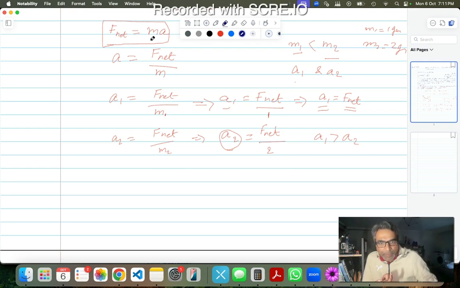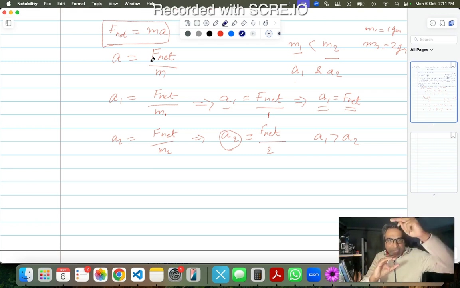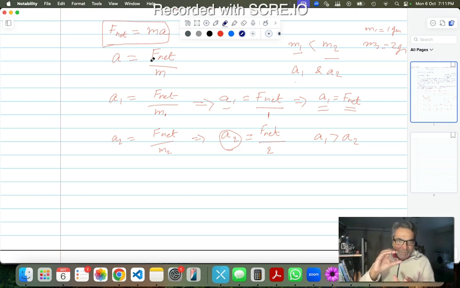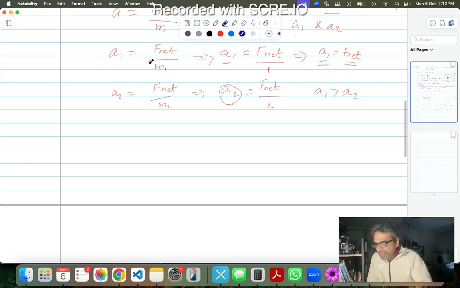That's the reason. So F net. If a body is hanging somewhere, what is the net force acting on it? There is a tension between the string and that particular object, and there is gravity which is pulling it down. So that's the mass. For example, let's wait.